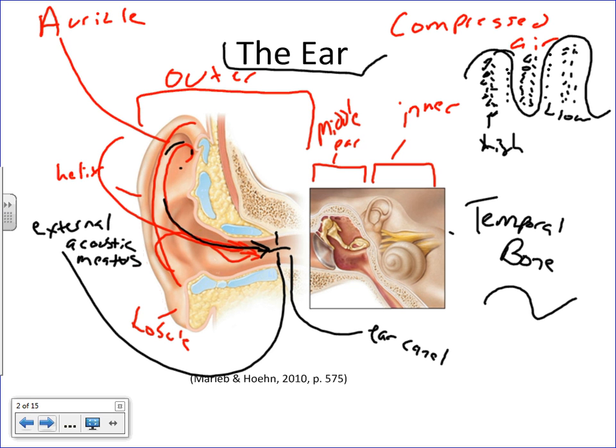Okay, the ear canal. The ear canal is just a passageway for that compressed air to get into the ear itself. And you know that the ear canal is lined with a secretion called sebum, or what you guys think of as ear wax.